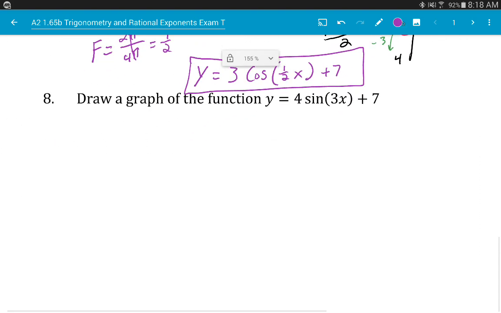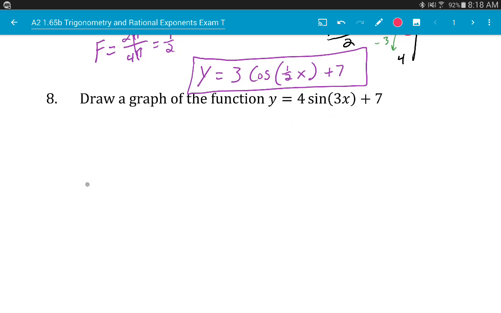Draw a graph of this function. So we need to make sure that we show all 3 of these attributes, right? So here's how I choose to do it. This right here is frequency. Period is equal to 2 pi over frequency, which in this case is 2 pi over 3. And that's period.